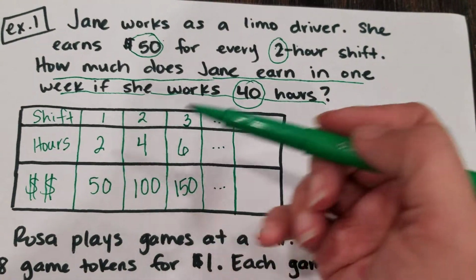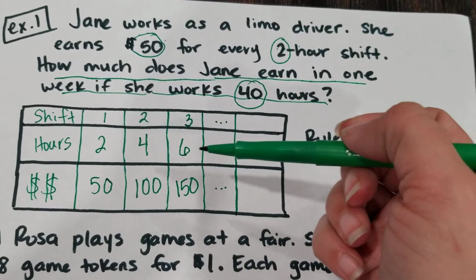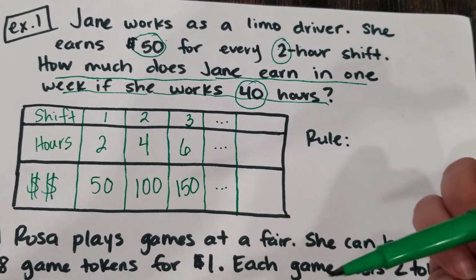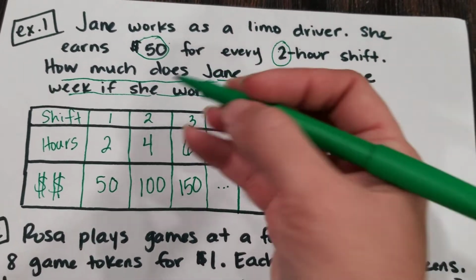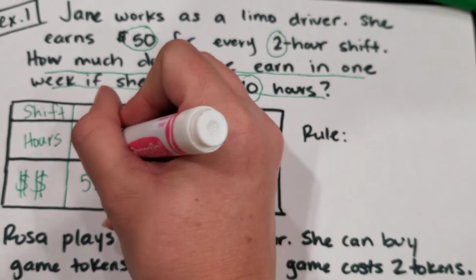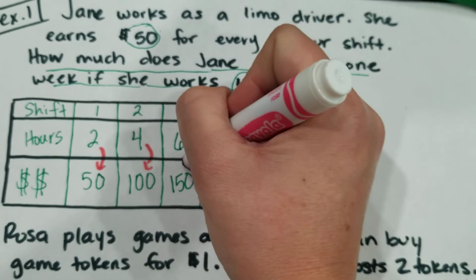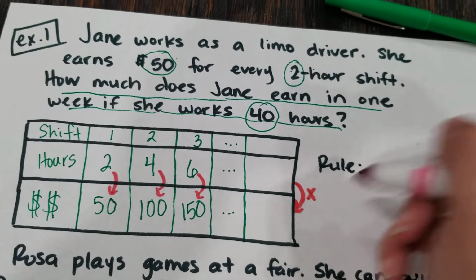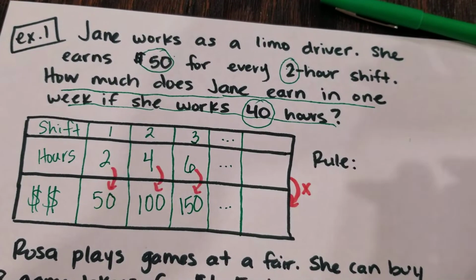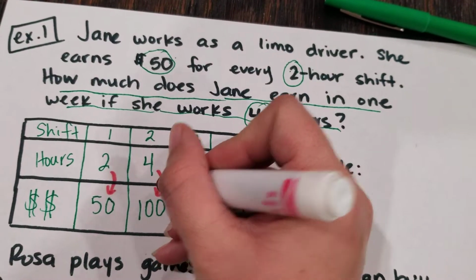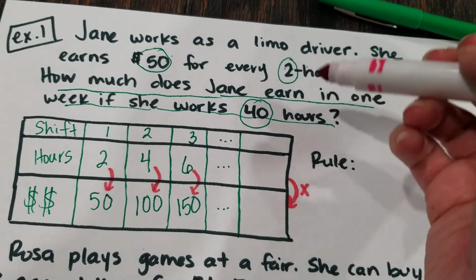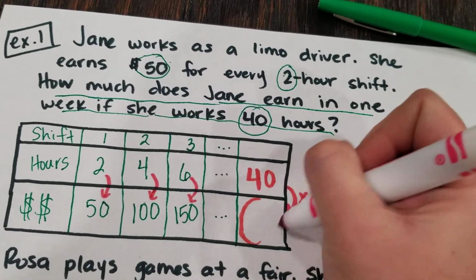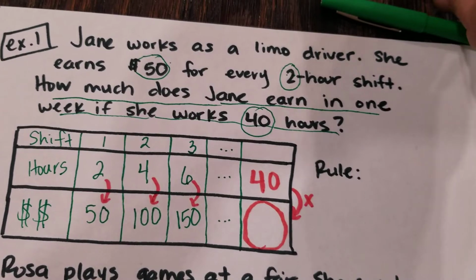Okay, so once we have a few of the patterns going, we have our hours going up by 2s, and our money going up by $50 each shift she works. Once we find this pattern, once we find out, how does it get from 2 to 50? How does it get from 4 to 100? How does it get from 6 to 150? Once we find that rule, times something, right? It's getting bigger, so it's probably multiply. Once we find that rule, then we can use it to help us solve this question. How much money does she earn in 40 hours? So this is going to be 40 on the hours, and we need to find the money down here, right? Okay, all right, so find the rule first.